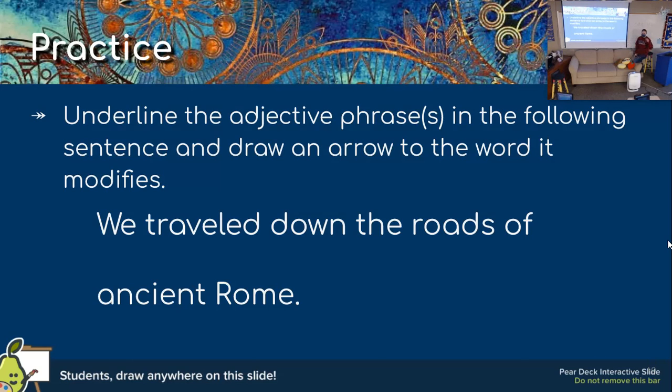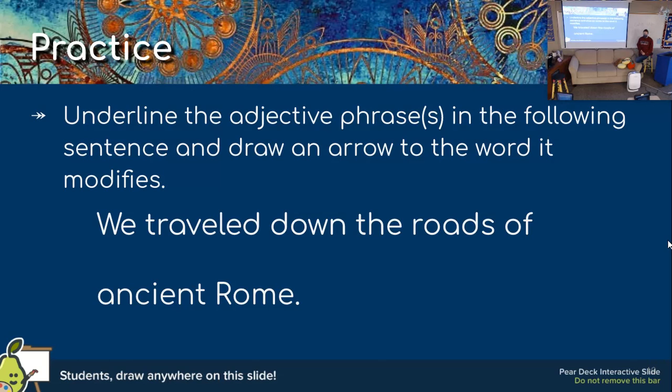Oh man, please don't tell me we have to go back to basics. What part of speech is traveled, guys? It's a verb. Okay? It's modifying a verb. Remember, our adjective phrases have to modify a noun or a pronoun. If it's modifying a verb, it's something else, which we're going to talk about here in just a second. So of ancient Rome should hopefully be modifying a noun or a pronoun. What word in the sentence is it modifying?